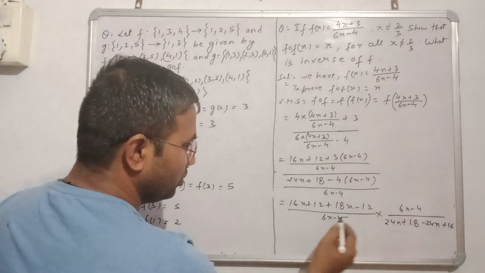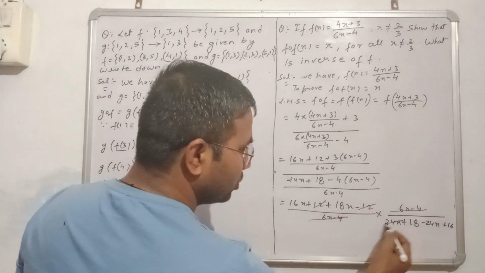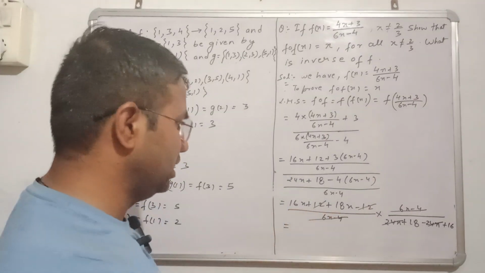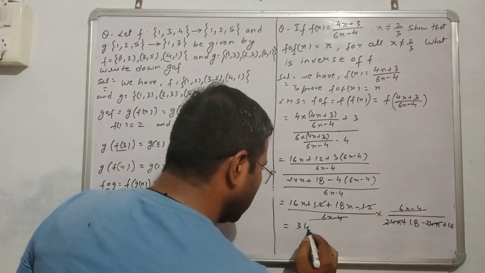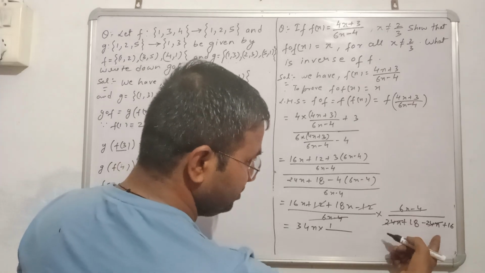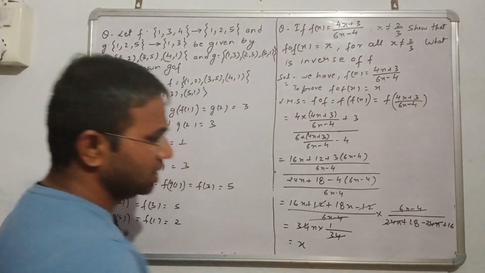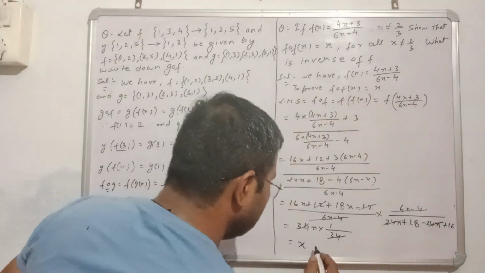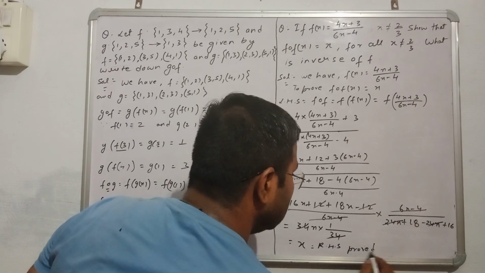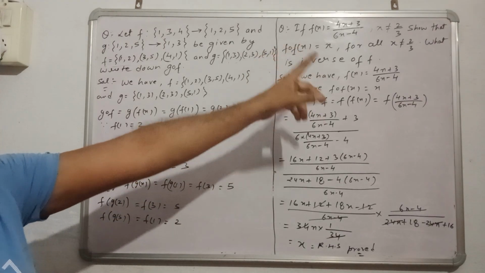Okay, now see, this will get cancelled out by this one. Minus 12 cancels out. 24x gets cancelled out. Okay, now what will come? 16 plus 18, 34 will come. 34x will come into 1 upon, what will come here? 18 plus 16, 34 will come. 34 gets cancelled out. What will come? x will come. See, x is coming. So write down LHS is equal to RHS and prove. So in this way you will prove that fof of x will be x.